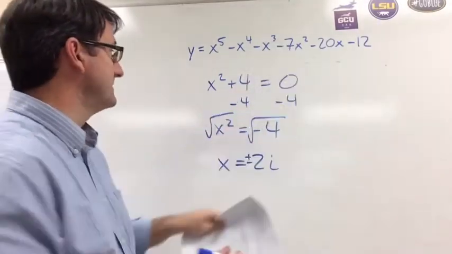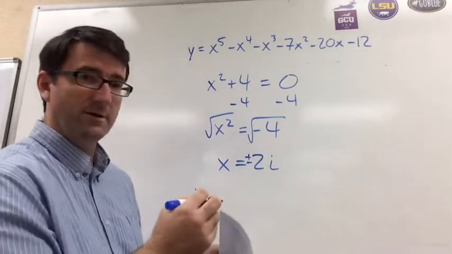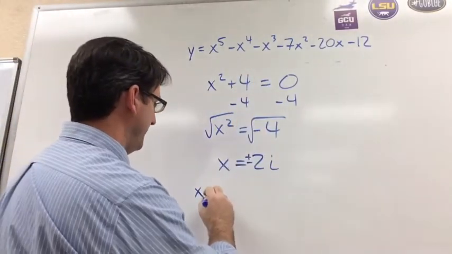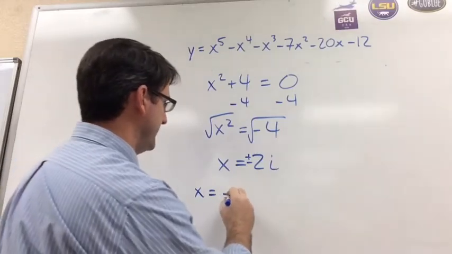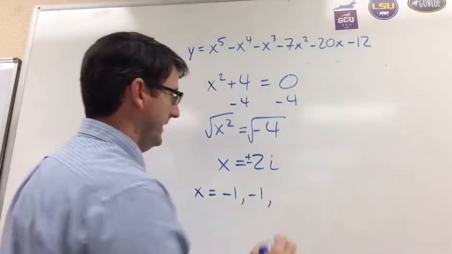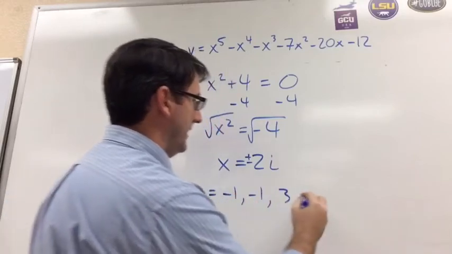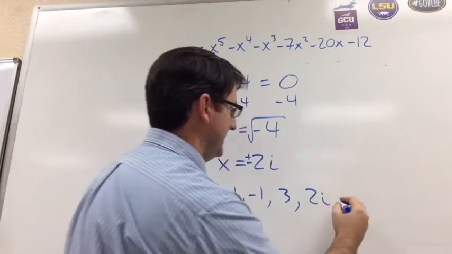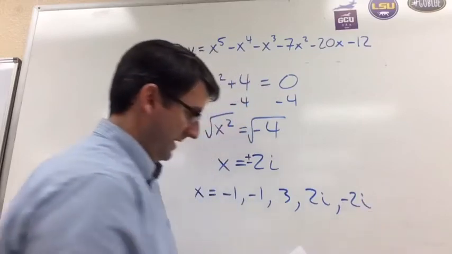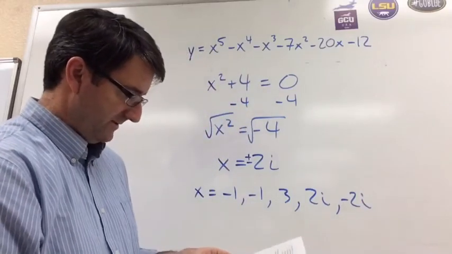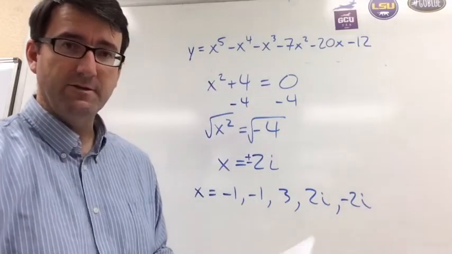And so our 5 zeros were the 3 real zeros that we found from our graph: x equals negative 1 again, because we had a double zero there, 3, 2i, and then negative 2i. And that is going to be answer D for number 17.